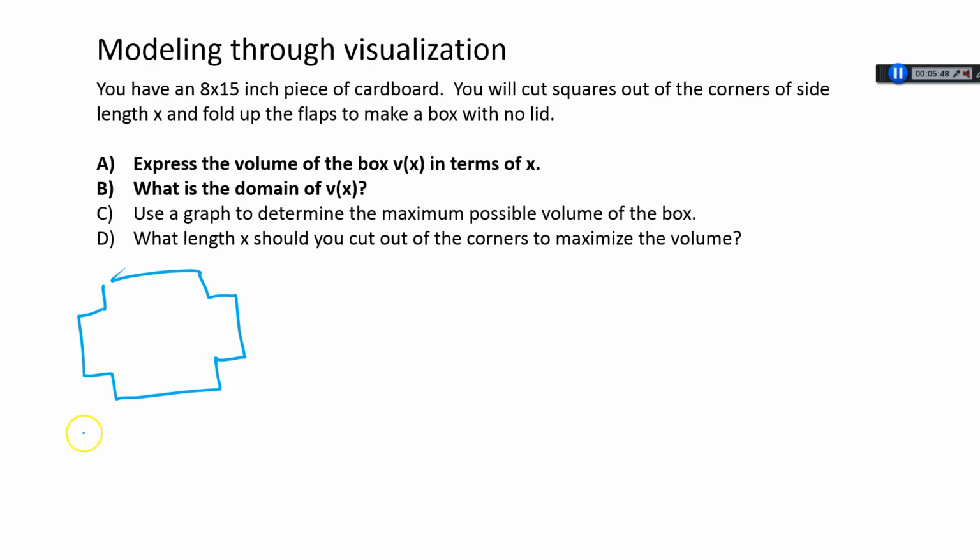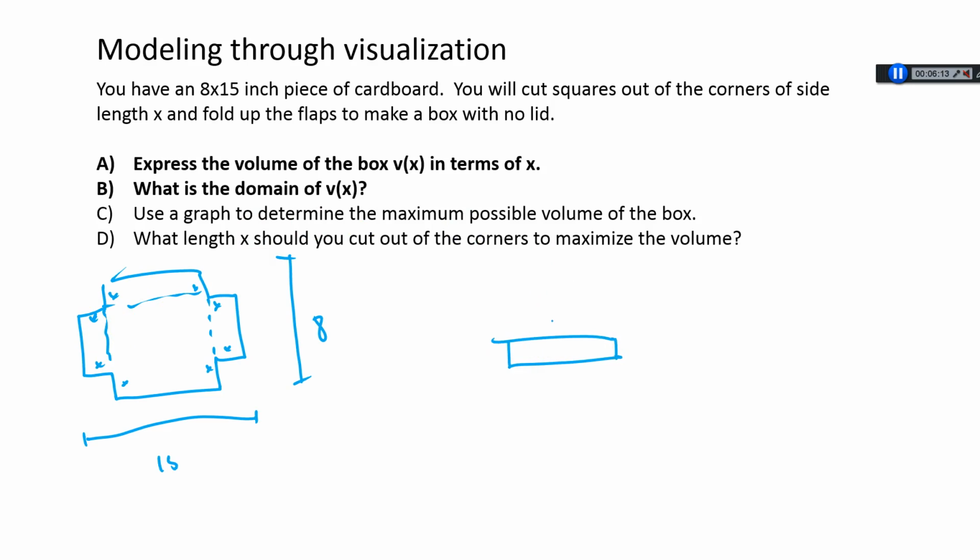Okay. So the whole thing here was 15, and the whole thing here was 8. So what we're going to do is cut squares out of all the corners of length x. So let's say that's x right there, that's x right there, that's x and x, x and x, and x and x. So each square has a side length x that we're cutting out. Now we're going to fold up those edges, right? And we said it's going to make this box.